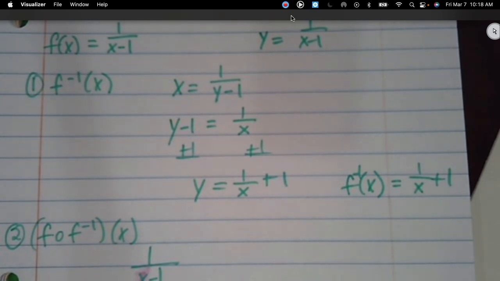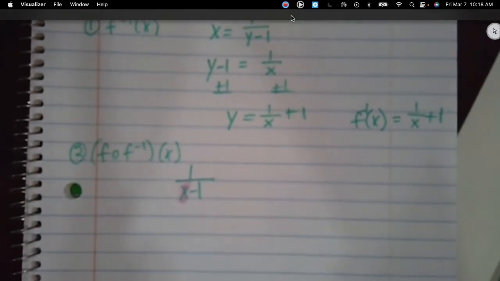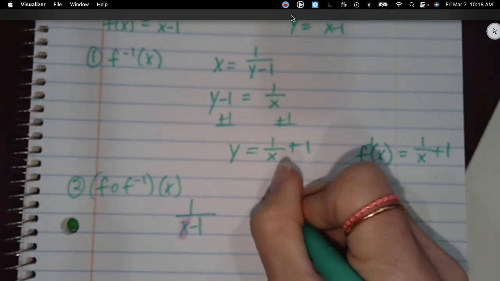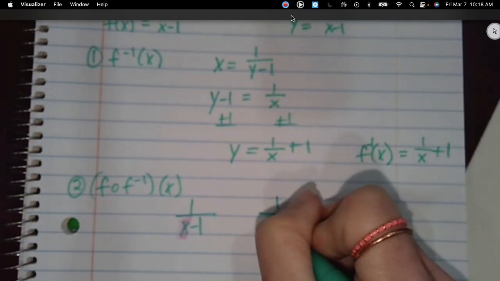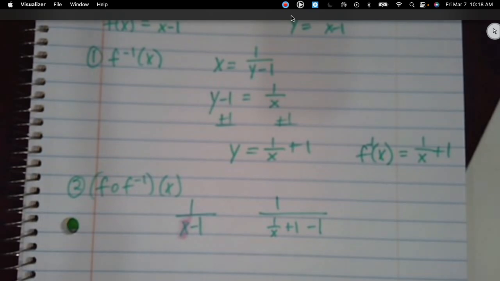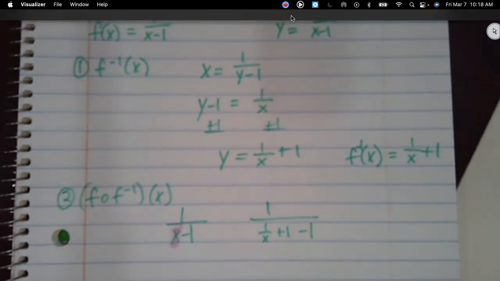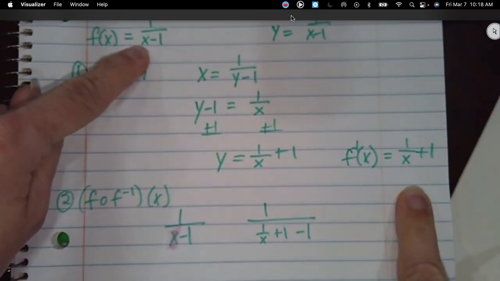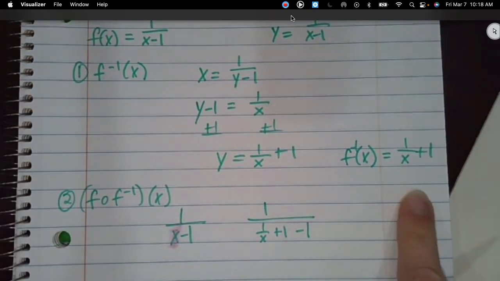Replace that x. Y'all can't see all that. With this whole function. Okay? So instead of 1 over x minus 1, it's 1 over x plus 1 minus 1. I just took this entire function and plugged it into x right here. I know, it looks confusing.